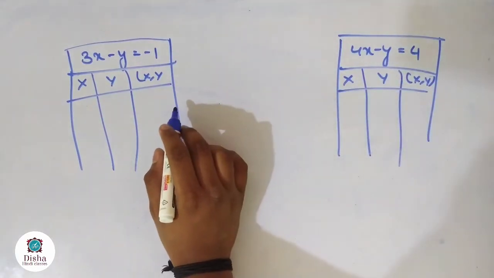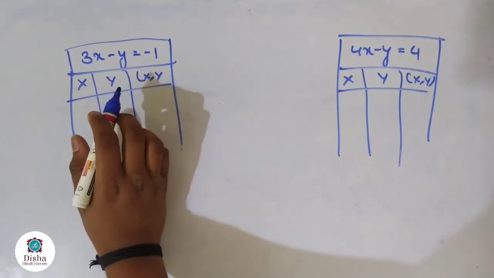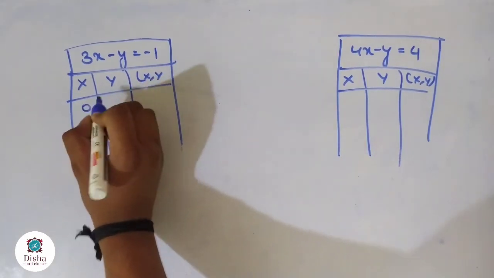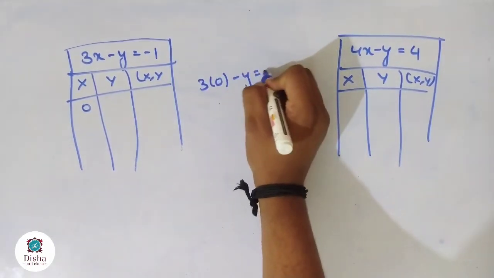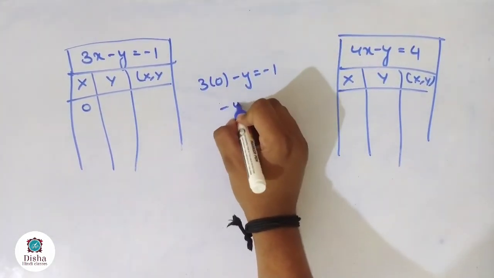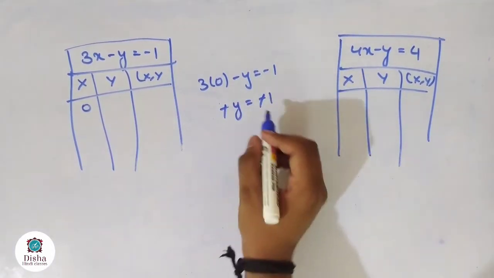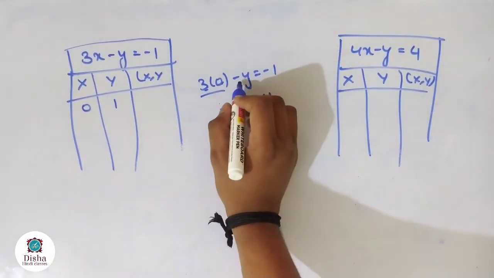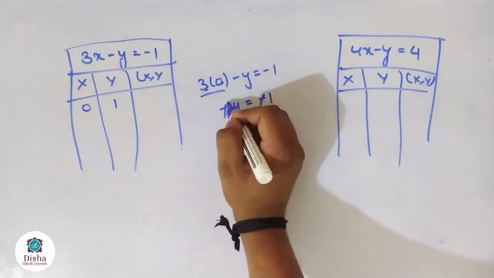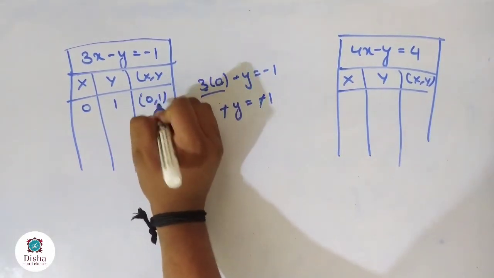Now in 3x minus y equals minus 1, let us take the x value as 0. So 3 into 0 minus y equals minus 1. 3 into 0 will be 0, so minus y equals minus 1. The minus cancels, so y equals 1. So the point is 0, 1.